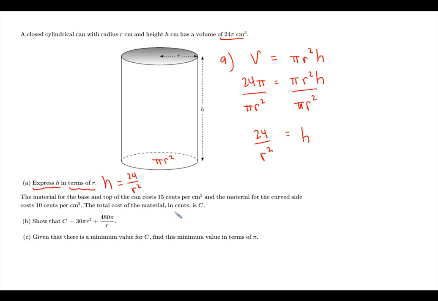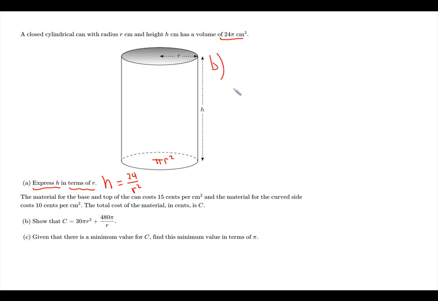The material for the base and top of the can costs 15 cents per centimeter squared, and the material for the curved side costs 10 cents per centimeter squared. The total cost of the material in cents is C, and they want us to show that C is equal to 30 pi r squared plus 480 pi divided by r. First, let me erase this so I can get some room. I'll do part B right here.